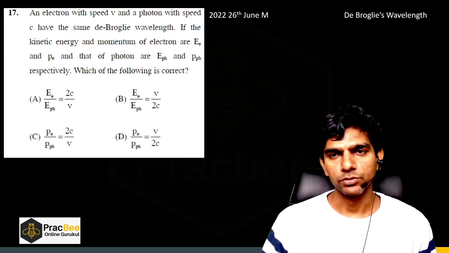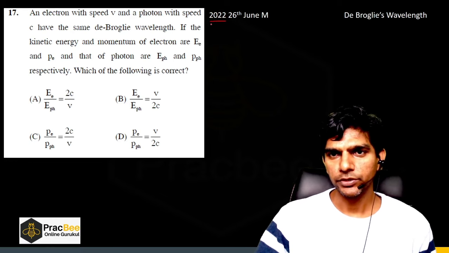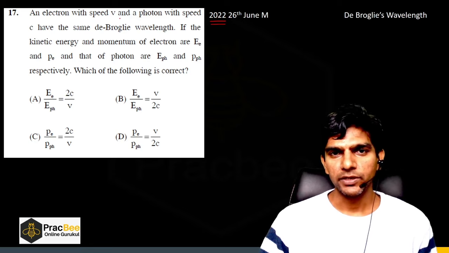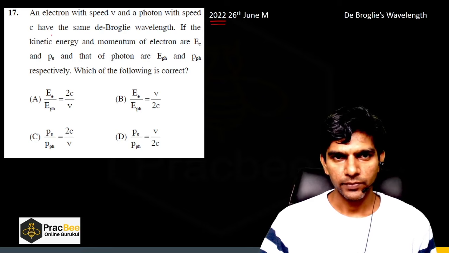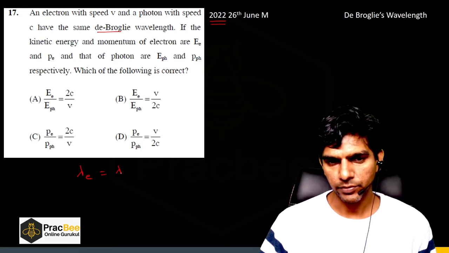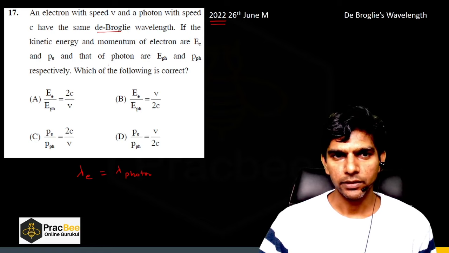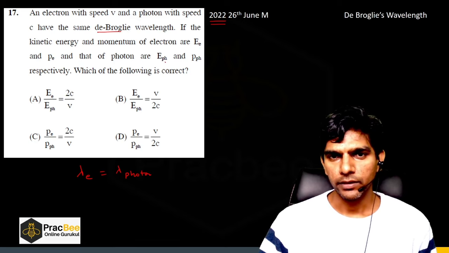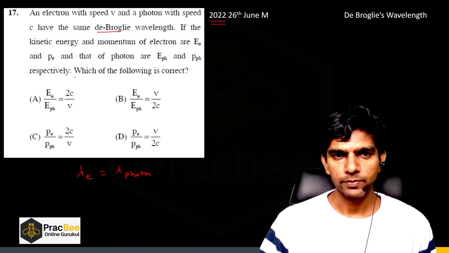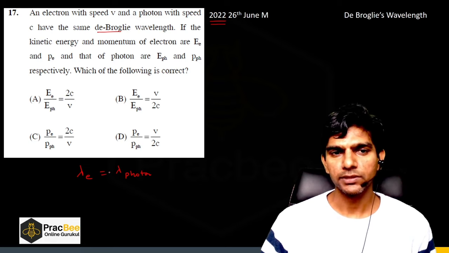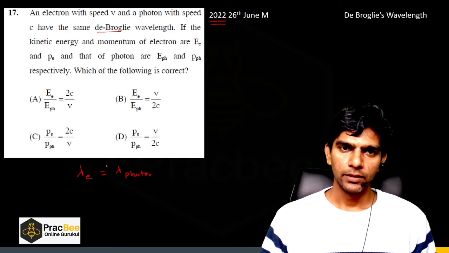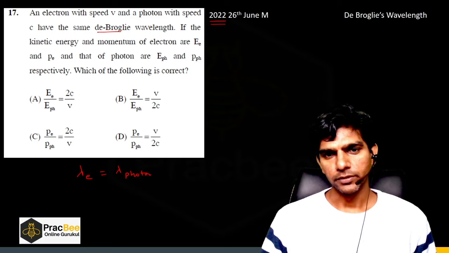Okay, now let us see this question. It came in 2022. An electron with a speed v and photon with a speed c have the same de Broglie wavelength. So lambda of electron is same as lambda of photon. If the kinetic energy and the momentum of electron are E_e and P_e, and that of the photons are E_ph and P_ph respectively, which of the following is correct? So basically we have to find the ratio of energy and the ratio of momentum. So let us see.